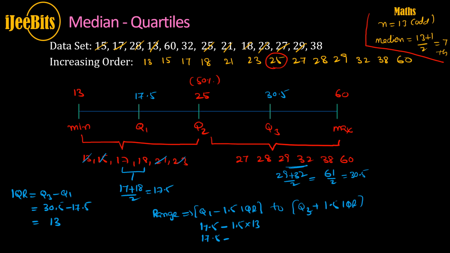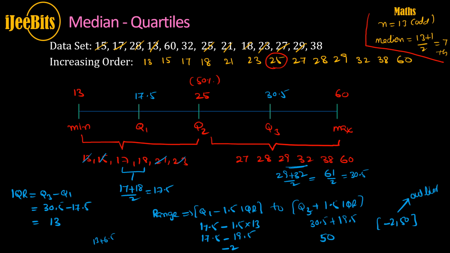Minus 13, right? 13 and then 6.5, 19.5, which is nothing but minus 2, right? Look at this value, Q3, 30.5 plus 1.5 times 13, it's like 19.5. How much is this value? This is 50, right? So your sample data that you are considering is between minus 2 and 50.